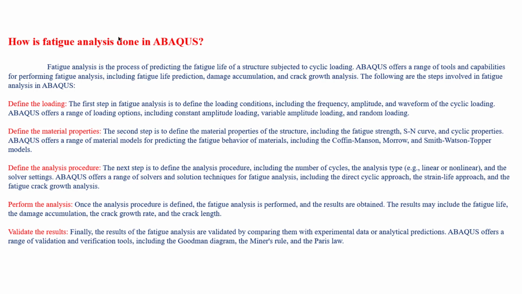Next, defining the material properties. Here also it is very important. There are different curves available, like S-N curves, and cyclic properties can be taken directly. There are different material models available in Abaqus, like the Coffin-Manson model and SWT, that is Smith, Watson, and Topper models. You can use these while defining the material properties.